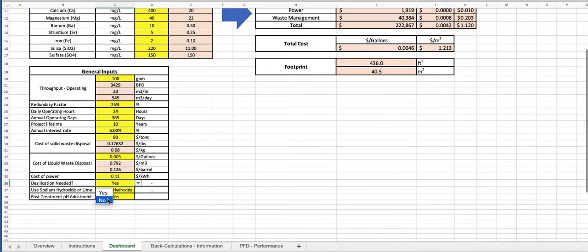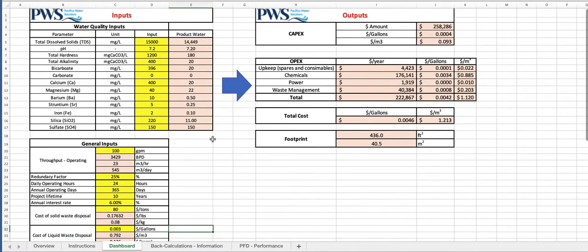Here you can choose whether you want desilication to be included or not, and also whether you want to use sodium hydroxide or lime as your initial means of softening. Also, you can choose whether to have post-treatment pH adjustment afterwards or not, because as you know, the immediate effluent coming off a chemical softener will likely have a very high pH.